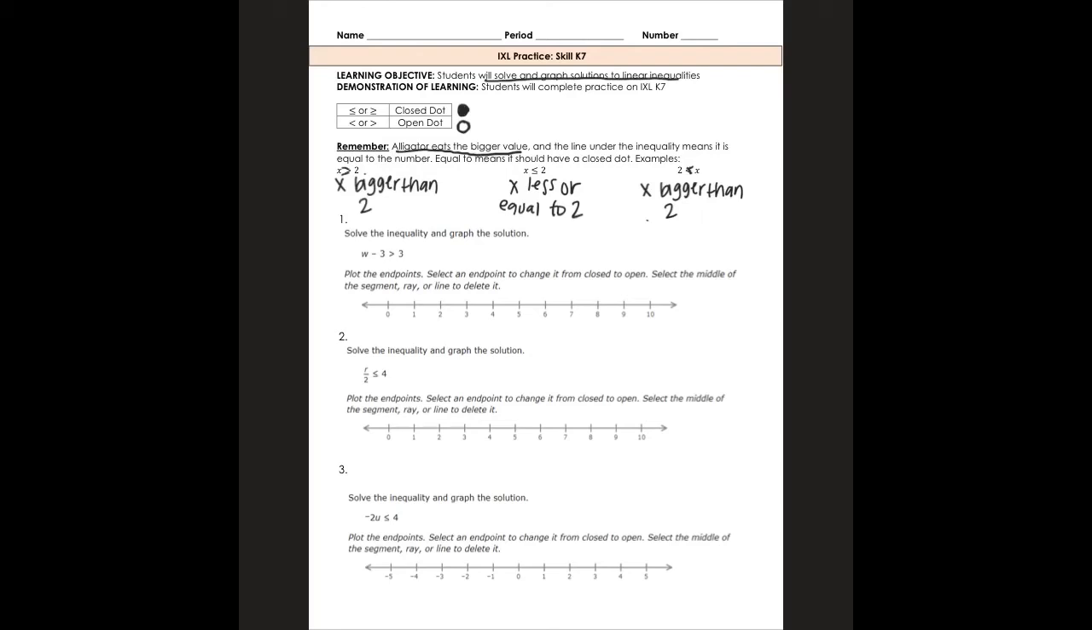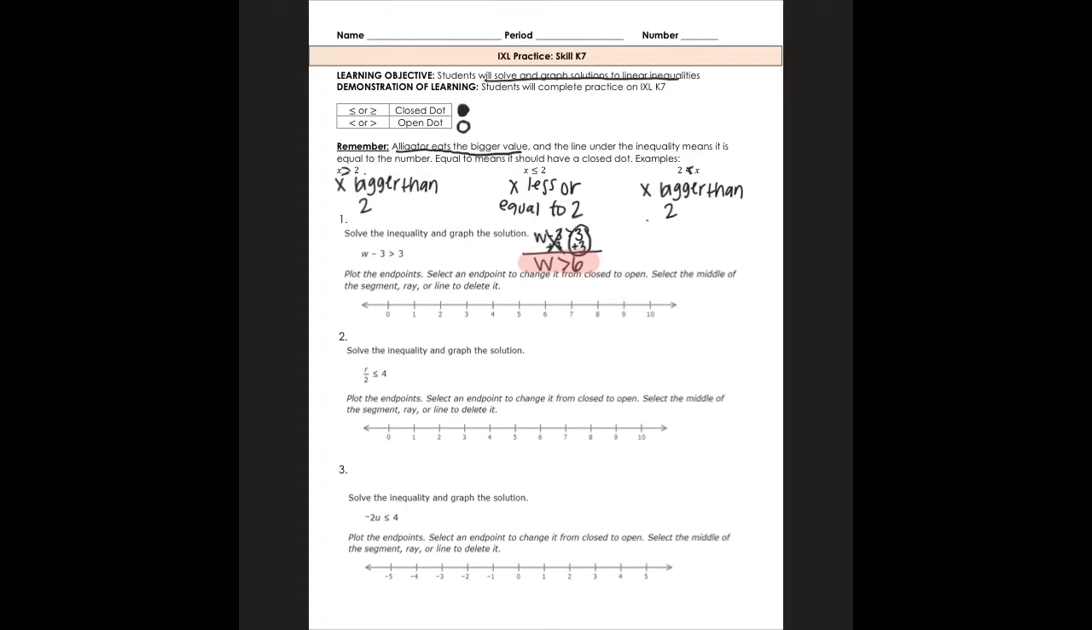Okay, now that we have reviewed those two concepts, we're going to solve these inequalities and then we're going to graph them. So our first problem, we have w minus 3 is greater than 3. So I need to do the opposite of subtract 3, which is add 3 to both sides. So adding 3 to both sides, the 3's cancel out and I get w is greater than 3 plus 3, which is 6. So this is our solution, and we need to graph it.